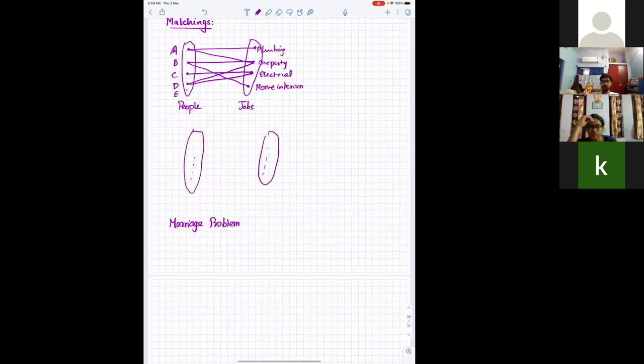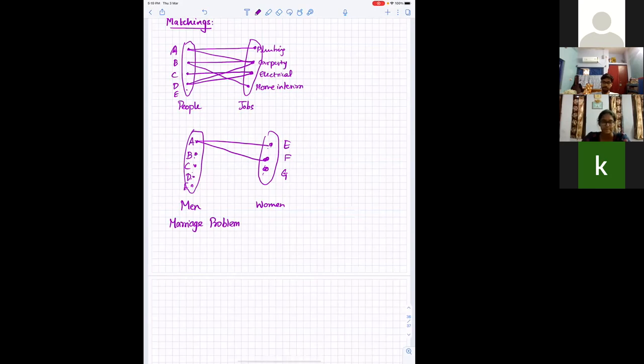So on one side you have men, on the other side you have women. Let's say we have A, B, C, D, E, 5 men, and then there are 3 women. Let's call them E, F, G. And in the general marriage making, what happens is, for example, A might have a preference. He might be happy to marry E or F, but he might never want to marry G. Such a preference he has.